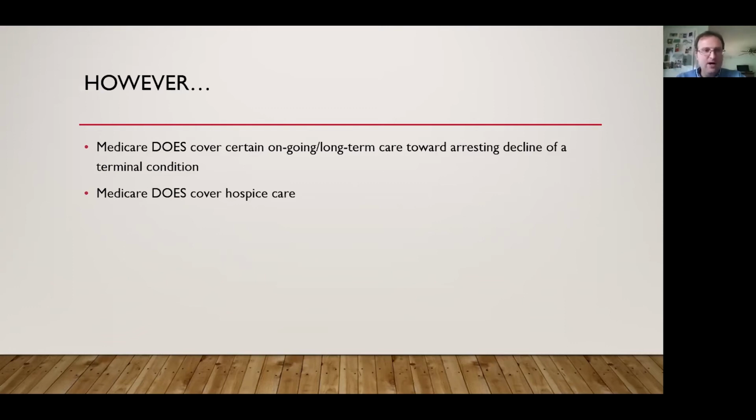Again, not covered under Medicare. However, there are some that could be considered exceptions. So there is coverage under Medicare for some long-term care that can be seen to be going toward the decline, arresting the decline, of a terminal condition. And Medicare does cover much in the way of hospice care. But outside of those specific examples, for the most part, Medicare was not designed to cover long-term nursing care.